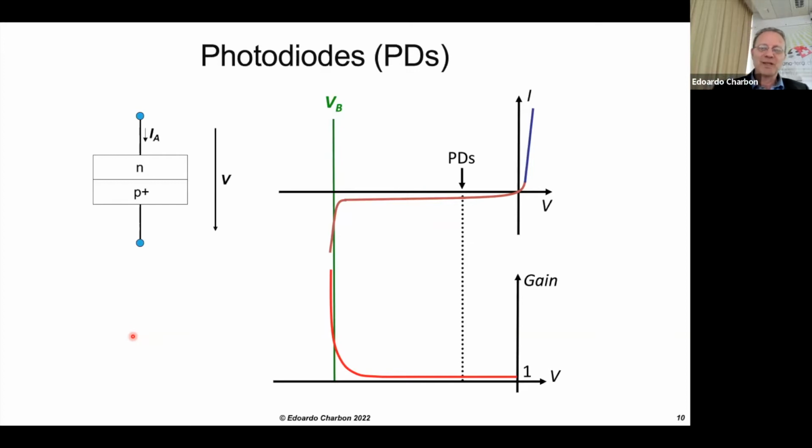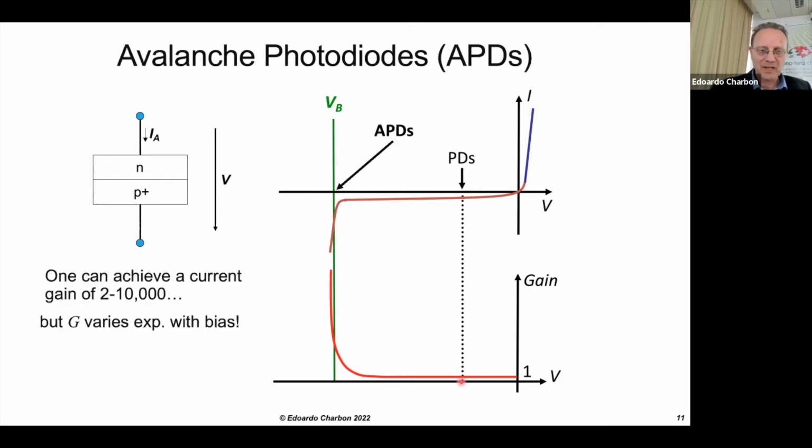Of course, let me just give you a quick review on photodiodes. Photodiodes are usually operating in a diode in reverse bias, so about here, where the optical gain is 1. But if you're operating in this regime, which is close to the avalanche voltage, then you're going to get an intrinsic gain that can go from 2 to 10,000. But of course, you can see here that the gain is highly unstable.